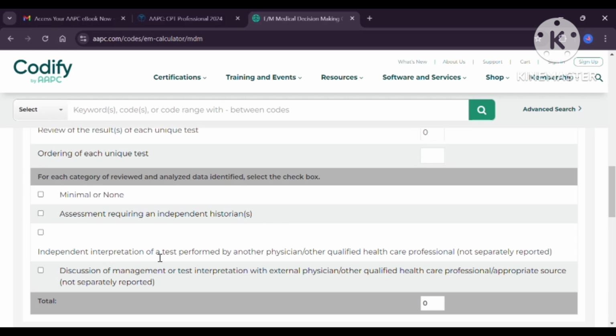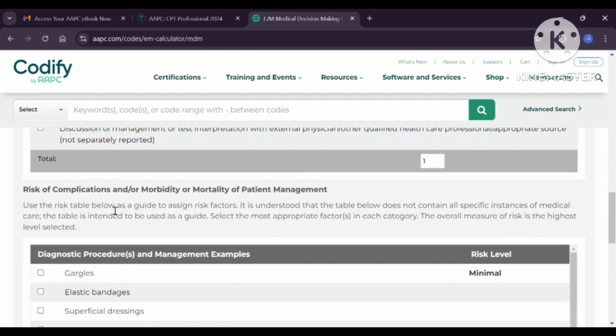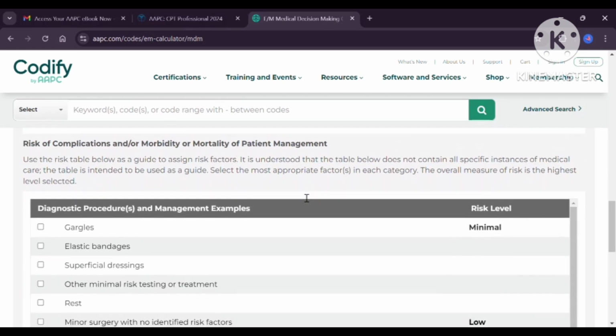I didn't do any interpretation of the test performed by another physician, and also I didn't discuss any management or test interpretation with external physician. So I can just pick this as minimal or none. Minimal or none, because I did nothing. So it is considered as minimal or none. I have chosen it. Now I have to go down to the risk of complications and morbidity or mortality of patient management.